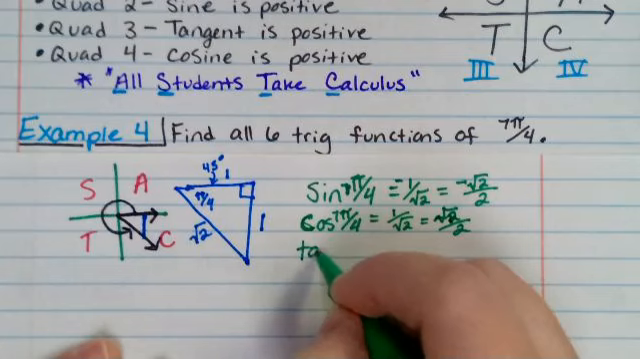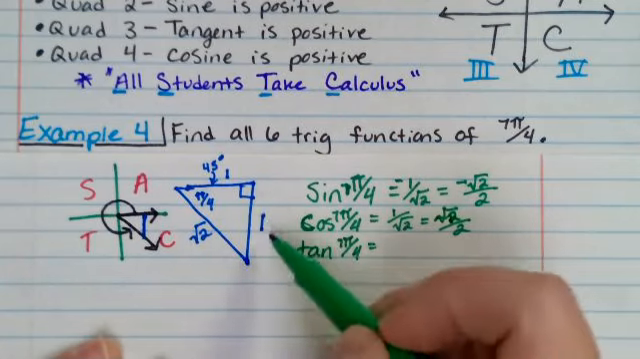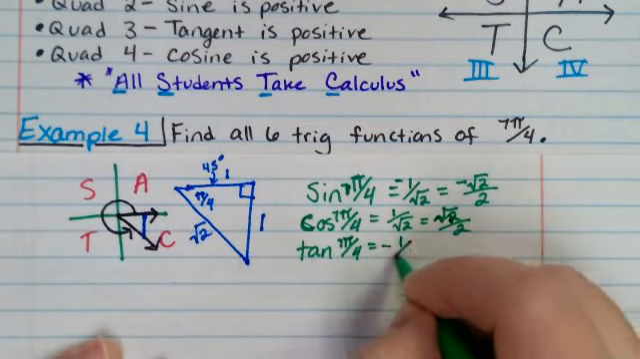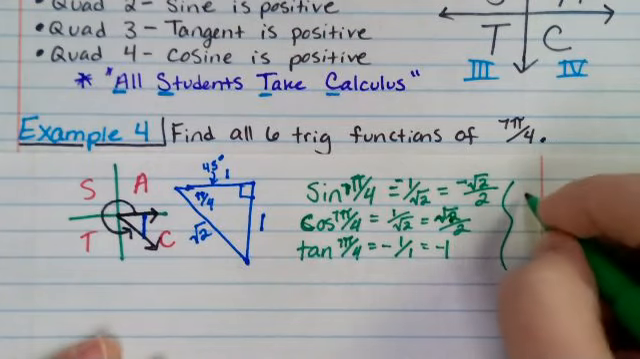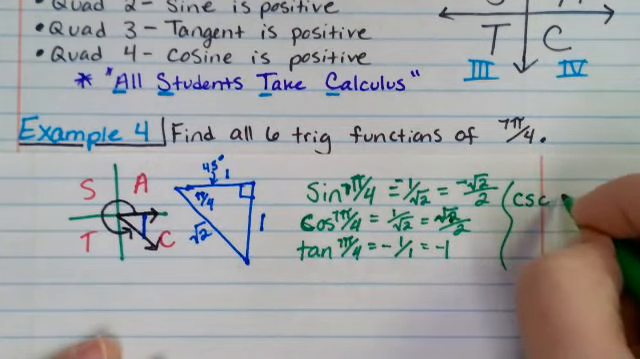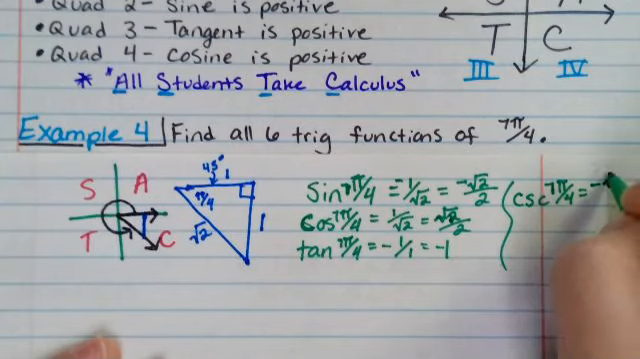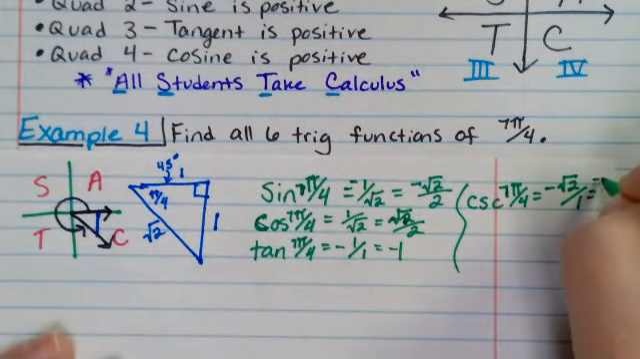All right, tangent, 7 pi over 4. Tangent, opposite over adjacent. But again, keep in mind this one should be negative. So negative 1 over 1, which is negative 1. For our reciprocals, cosecant of 7 pi over 4, we're going to flip that sign. Keep in mind we got to keep the sign with it. So negative square root 2 over 1, which is actually just negative square root 2.